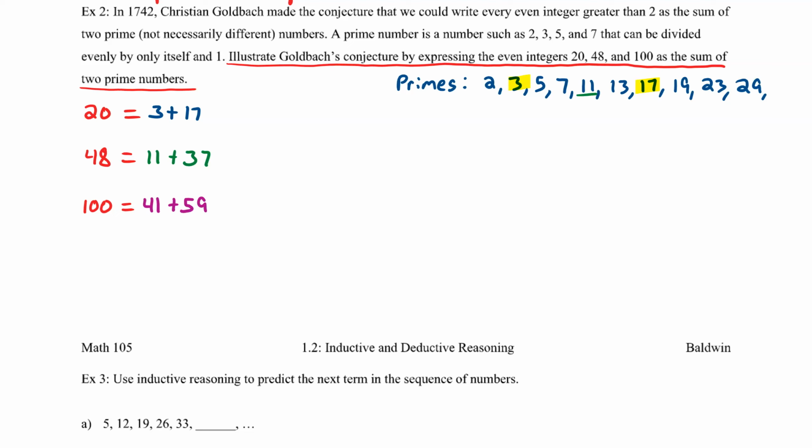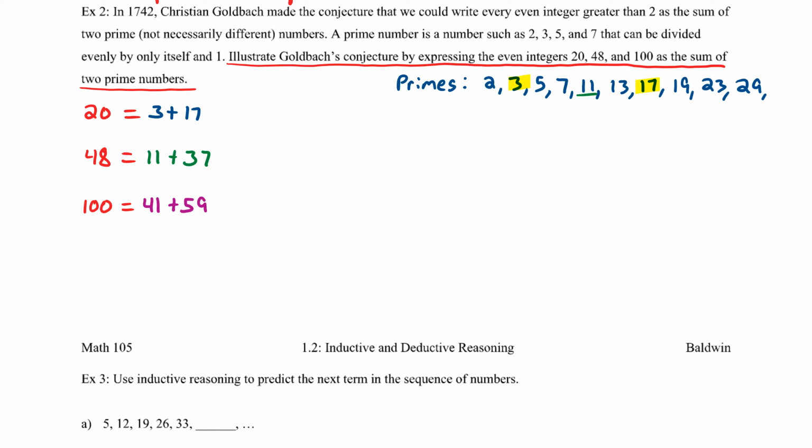Like we said, a prime number means if I'm trying to divide it by something, the only numbers I can divide it by are itself and 1. So we want to keep that in mind as we're searching for those prime numbers.